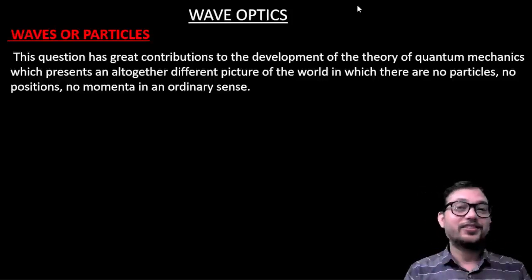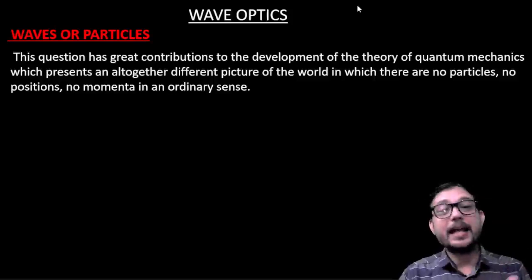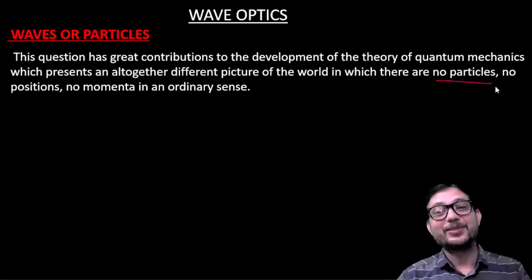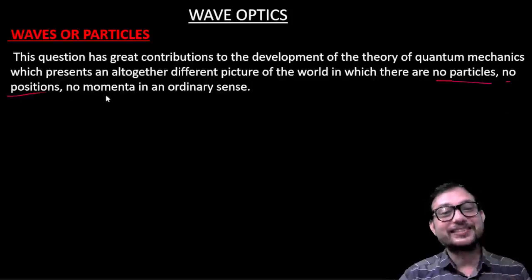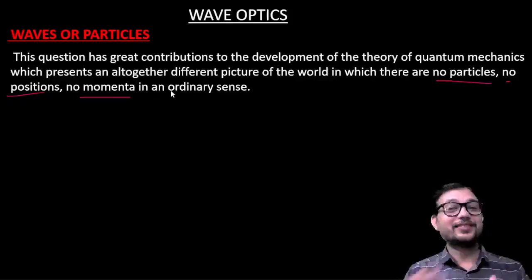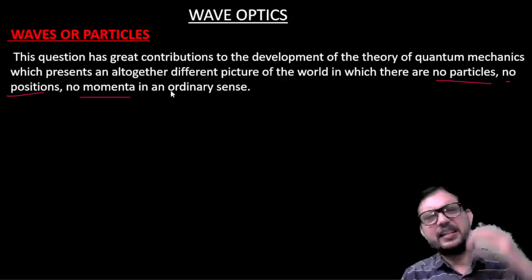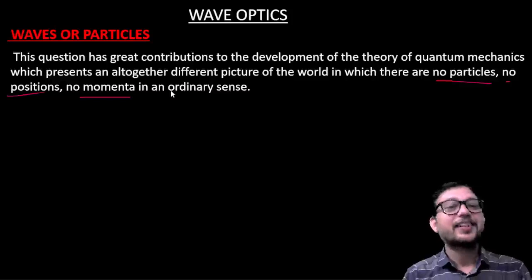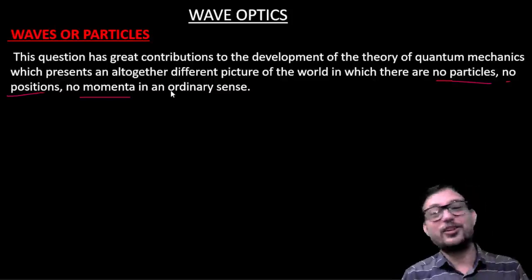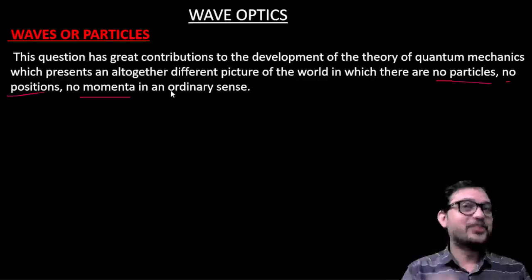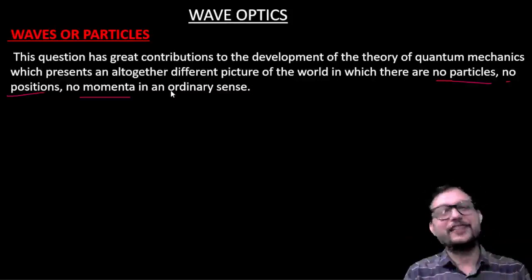In quantum mechanics we have an assumption that we have no particle. This is quite interesting: in the whole world there is no particle, no position, no momenta. That is the quantum mechanics that we will discuss in later classes, in the higher classes. But the starting of quantum mechanics is based on the question of whether light is a wave or a particle.